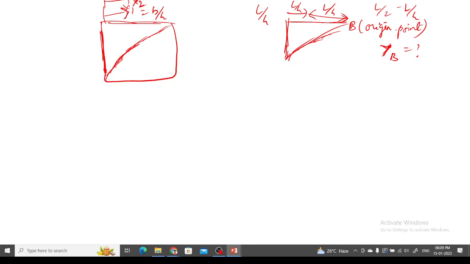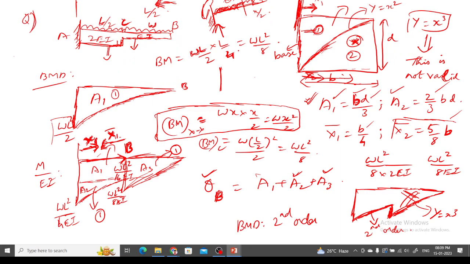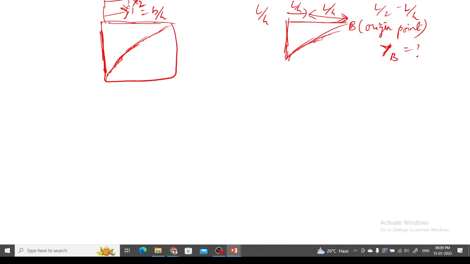Is it clear? Yes, sir. No issue? Okay then. So, shall we proceed to the problems? Shall we work out some problems on the moment area method? So up to now, all the procedure with respect to the moment area method is clear, right?